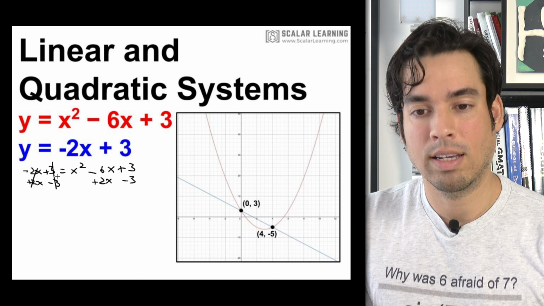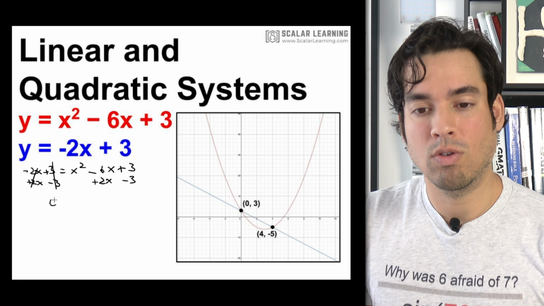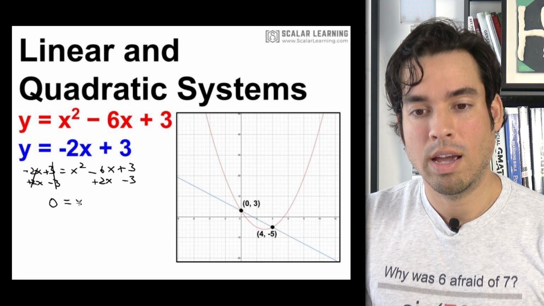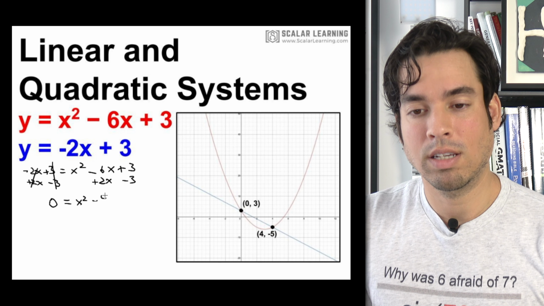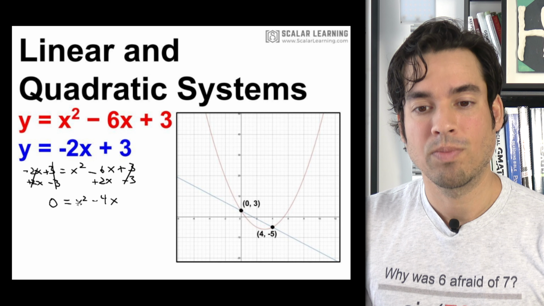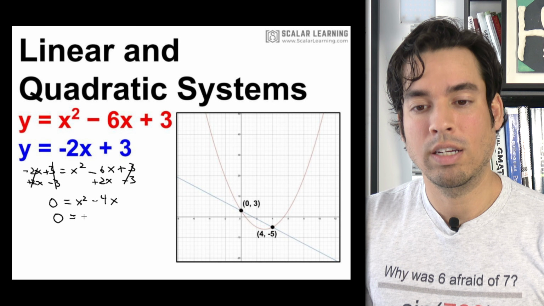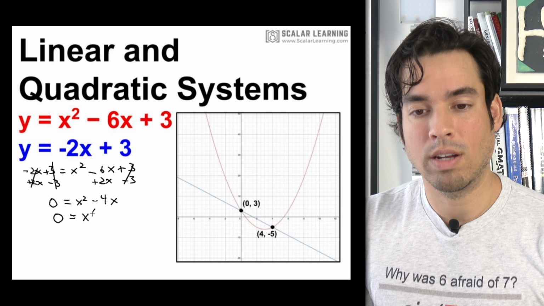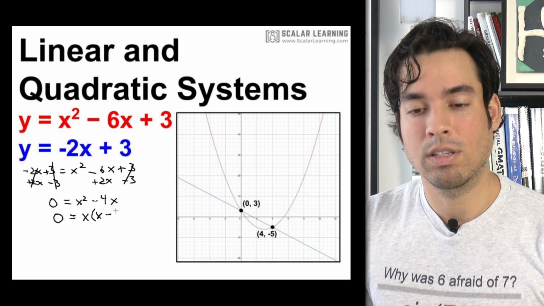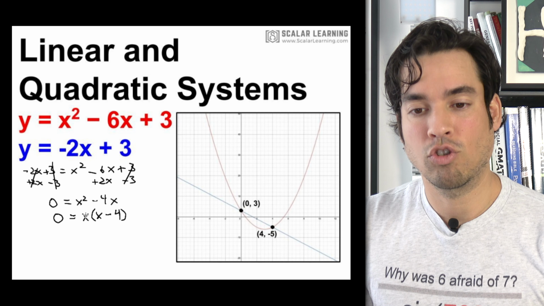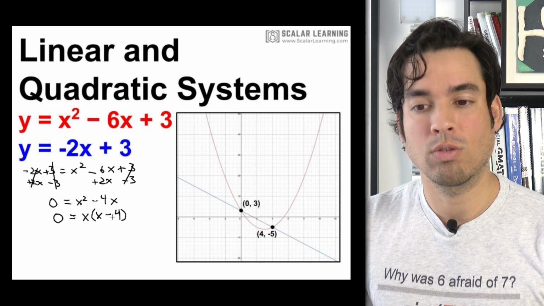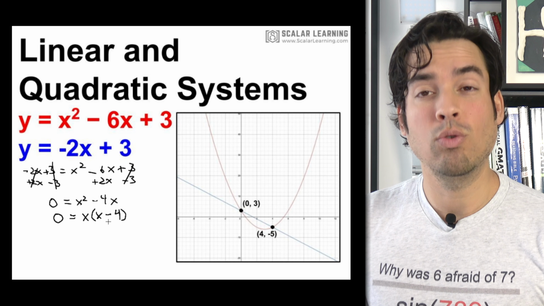That cancels, that cancels. Now I have 0, which is exactly what I want, equals x squared minus 6x plus 2x, which is negative 4x. These guys cancel out. Again, now we're going to factor. So again, here's just a simple factoring. I can factor out an x, and I get x minus 4. So again, if I distributed that, I get x squared minus 4x, which is what we want. And what are my two 0 values?